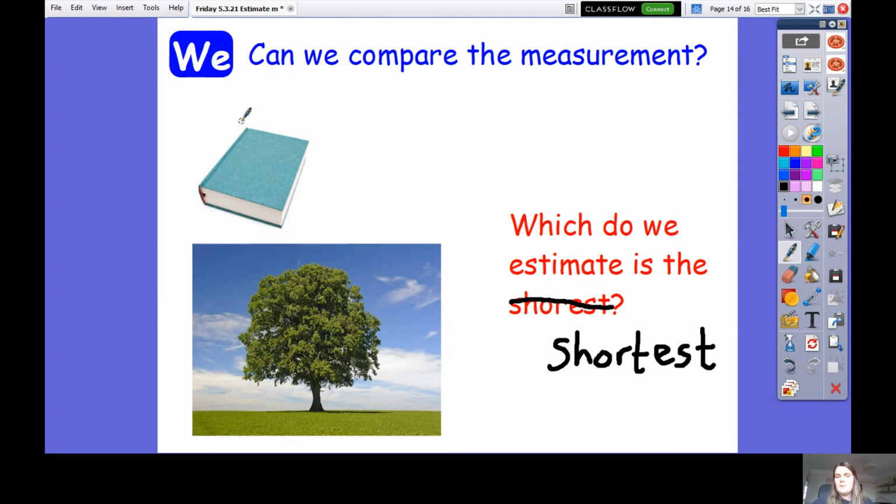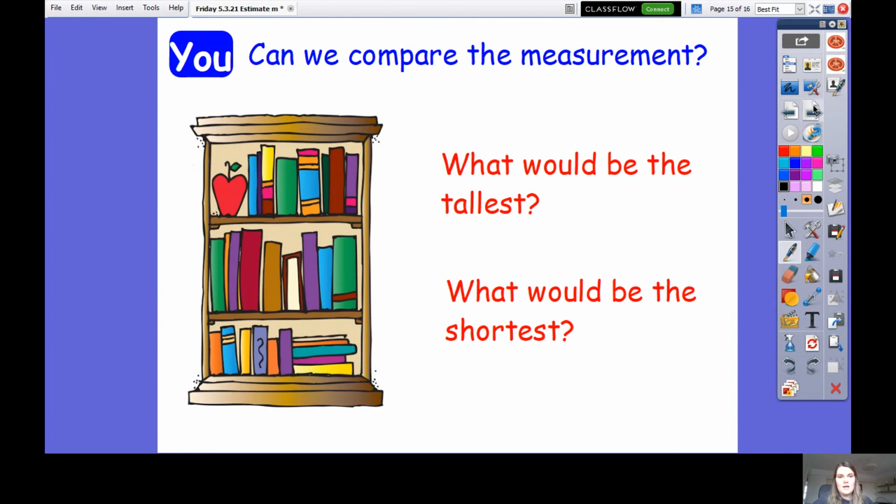Which do we estimate is the shortest? Well, what do we think? Can it be the tree? Why can it not be the tree? Because trees are really tall. They are really tall. And what would happen if we brought a book next to the tree? We'd see that the book is the shortest. Very good. And why is this a good estimate? It's a good estimate because we've been using our eyes, and if we would put our hands, I think it would take quite a few hands to make the tree's height. Very good. Fantastic.